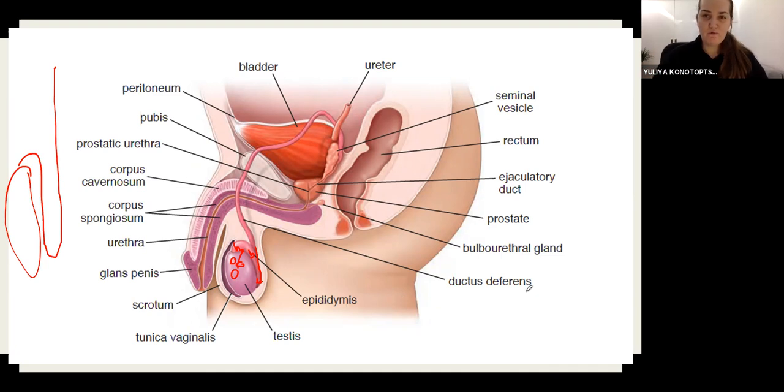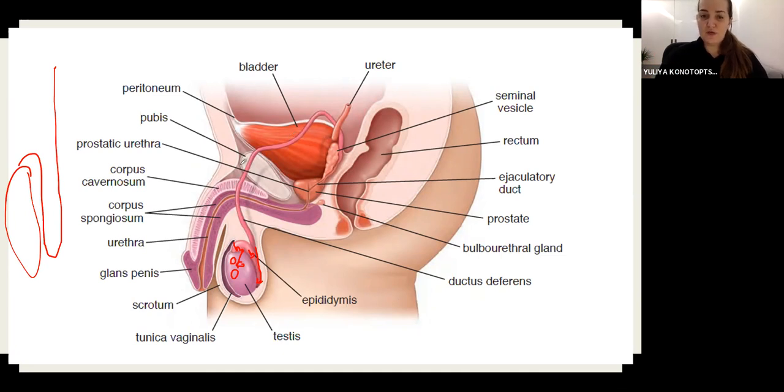In anatomy, maybe you have learned it, maybe you didn't. It's called the spermatic cord. The spermatic cord is a tube-like structure which possesses lots of things, but one of the things that it has is the vas deferens. So here I have my vas deferens going up, up, up.